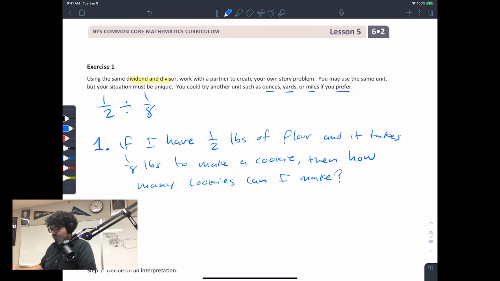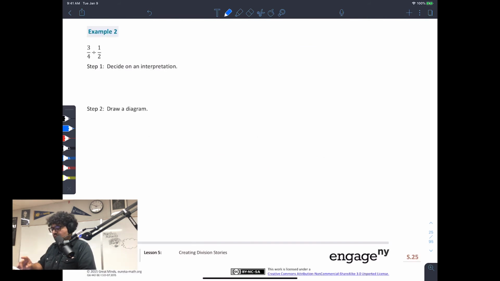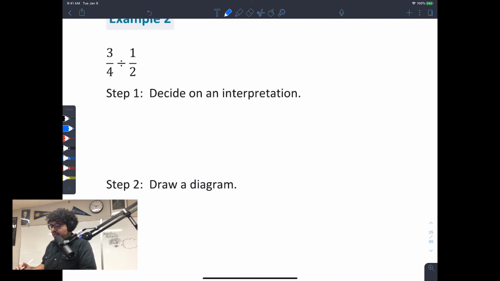Okay, so let's go to example number 2. Okay, so in this example number 2, I have 3/4 divided by 1/2. Okay, so first it says decide on interpretation. Measurement or partitive. For this lesson, we are going to stick with measurement.